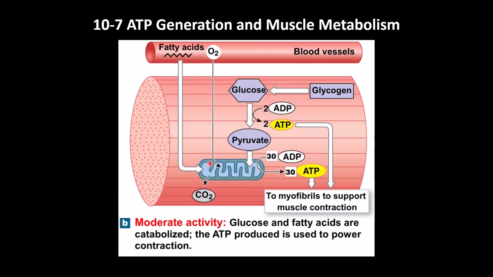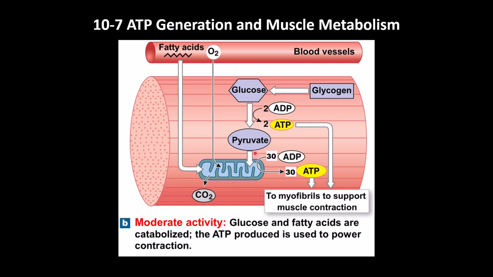If you do some moderate activity, and oxygen is still there, the fatty acids are broken down in the mitochondria, and that produces carbon dioxide, which goes back to the blood, and that will produce energy. But you may also need glycogen. Glycogen can be broken down to glucose, and glucose in the cytosol and the cytoplasm is broken down to pyruvate, and that will produce 2 ATPs, not much, just 2 ATPs.